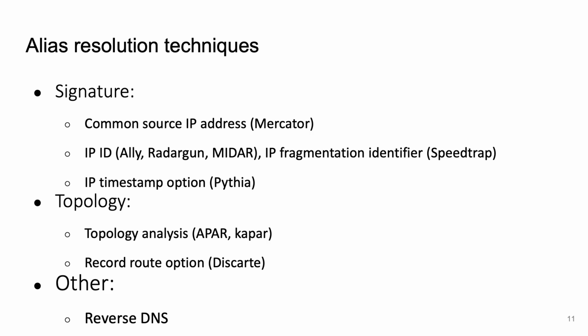Another family of alias resolution techniques is based on topology analysis. Basically, you have an input set of measurements that you can convert into a topology, and then based on the topology, you infer that some interfaces must be aliases. That's the work done in the APAR paper and the KAPAR evolution of this work. And you could also use record route option. This is work done by Discarte.